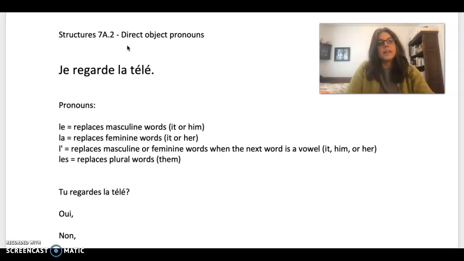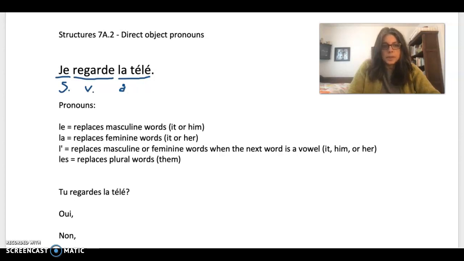All right, so what is a direct object pronoun? That's our first question. Let's look at a sentence real quick and figure out the different parts of this sentence. So we have je regarde la télé. All right, I'm going to try to draw here. We'll see if this works. Je, as we've learned, is the subject of this sentence. It's the thing doing the action. Regarde is the verb, right? We've learned how to conjugate ER verbs. This is an ER verb. So that's the verb. La télé is the direct object.